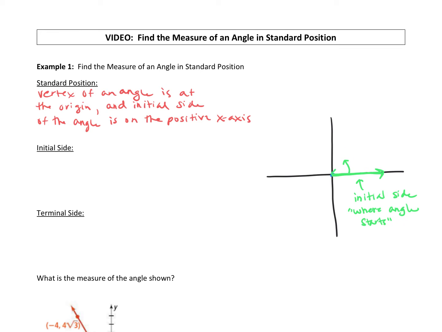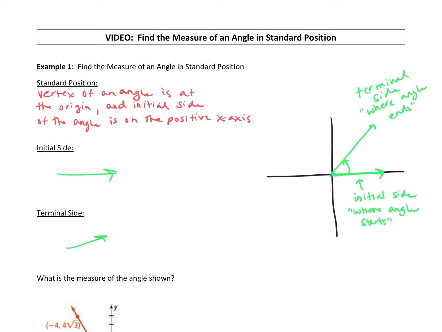Okay, so let's say our angle ends right there. That would be the terminal side of the angle. And I think of that as where the angle ends. Okay, so that is standard position. Initial side, terminal side, we can just reference the picture we just drew in.